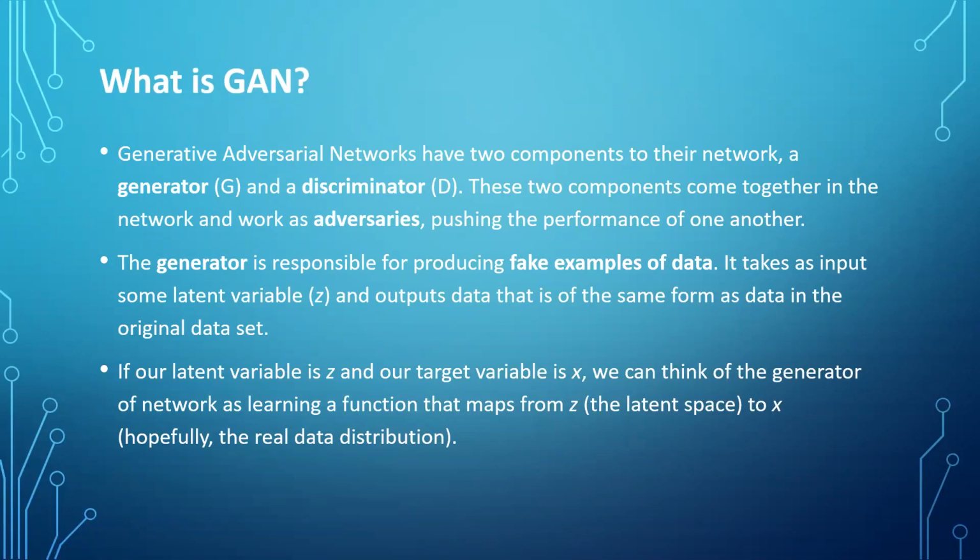So that's how the name came about, generative adversarial network, because both of the components try to be better than the other. That's why it has adversarial in its name. They work against each other basically. The generator is responsible for producing fake examples of data out of any raw data.